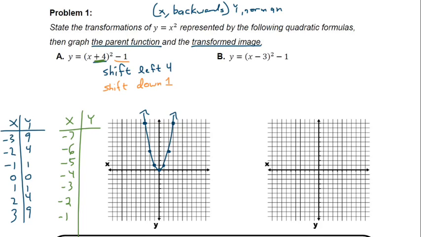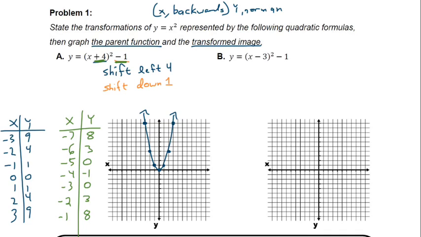Your y value, do exactly what it says to do. It says subtract 1, so we're going to subtract 1 from all the y's. 9 minus 1 is 8. 4 minus 1 is 3. 1 minus 1 is 0. 0 minus 1 is -1. 1 minus 1 is 0. 4 minus 1 is 3. 9 minus 1 is 8.